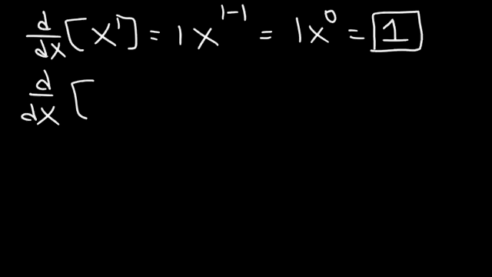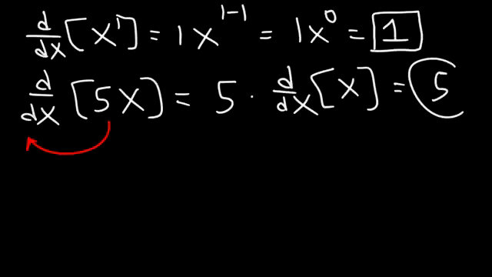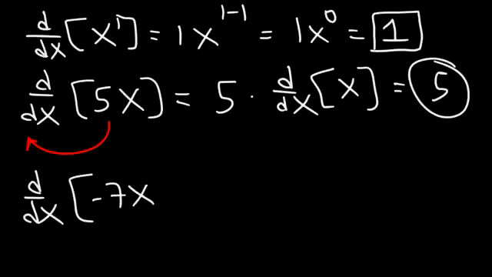Now what about the derivative of 5x? What's going to be the answer now? If you have a constant in front of the variable, you can move the constant to the front. So this is the same as 5 times the derivative of x. And the derivative of x is 1, so 5 times 1 will give us 5. The derivative of, let's say, negative 7x is simply negative 7.